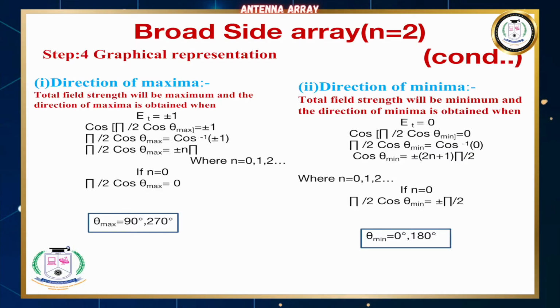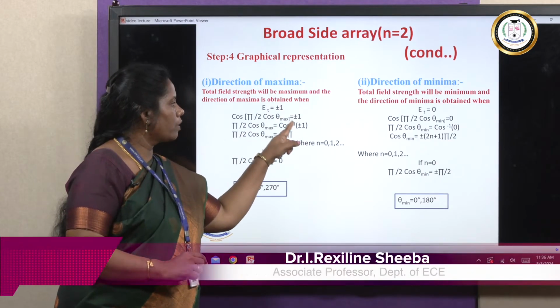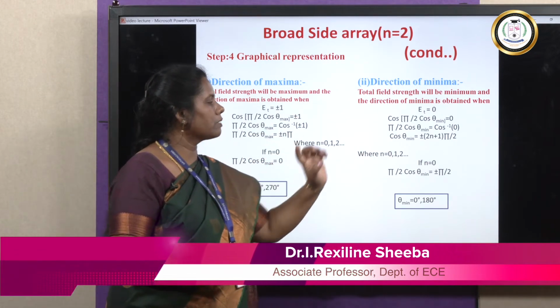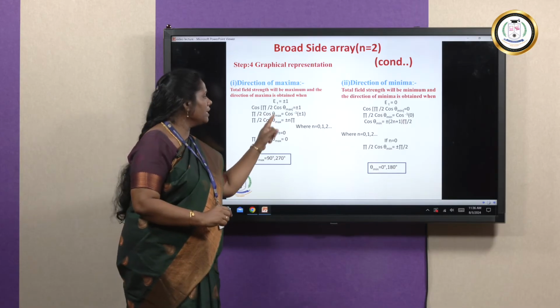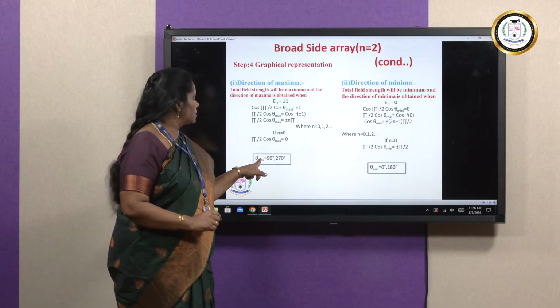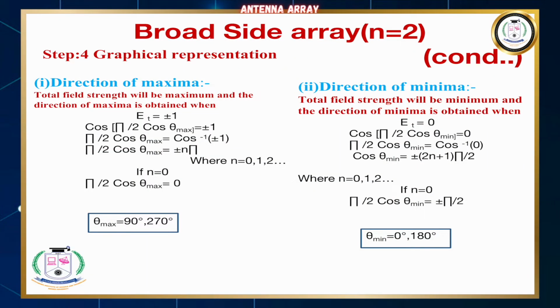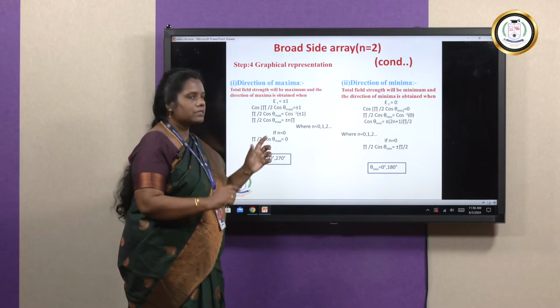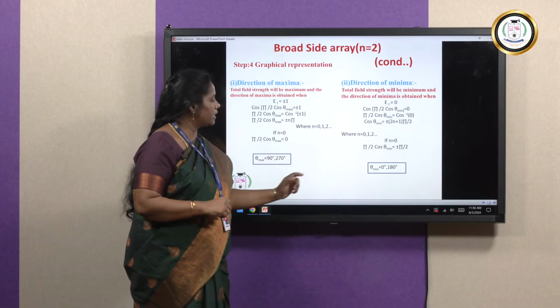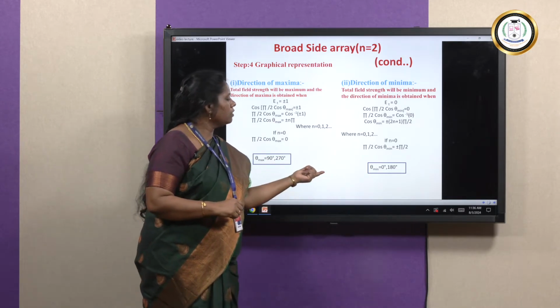When we apply this cos of pi by 2 cos theta, that is our total electric field strength Et, we will get plus or minus 1. We substitute plus or minus 1 for maxima, whereas for minima we substitute 0. Finally, when we substitute all the values, we get the maxima direction as 90 degree and 270 degree, whereas minima we get 0 degree and 180 degree. So, the maximum radiation is at the angle of 90 and 270 degree, and minimum radiation is around 0 degree and 180 degree.